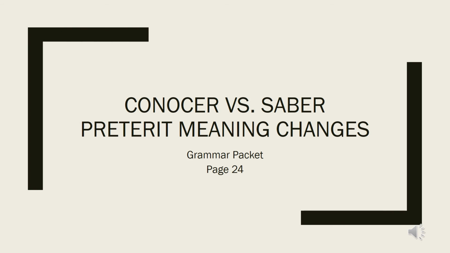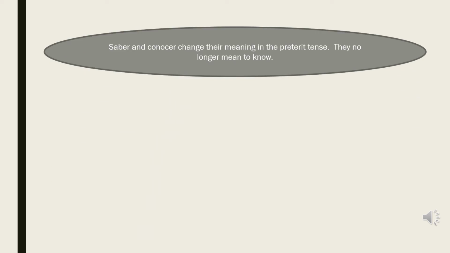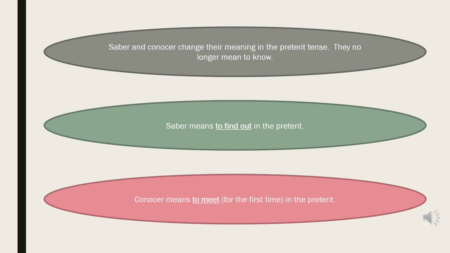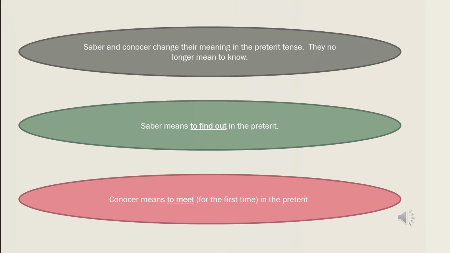On page 24 of your grammar packet, we're going to take a look at the verbs conocer and saber in the preterite tense. And in the preterite tense, these verbs have different meanings. They no longer mean to know. So as I just said, saber and conocer change their meaning in the preterite tense. They no longer mean to know. Saber means to find out in the preterite tense. And conocer means to meet for the first time in the preterite.